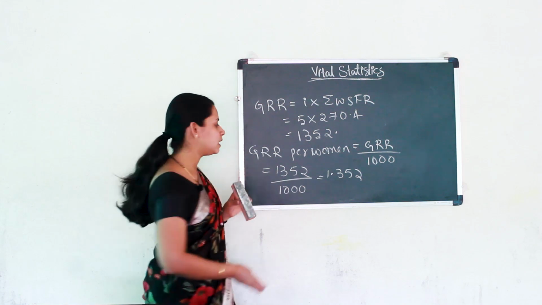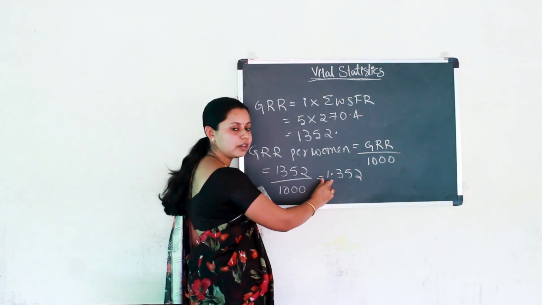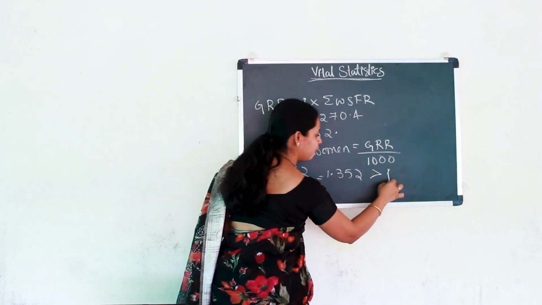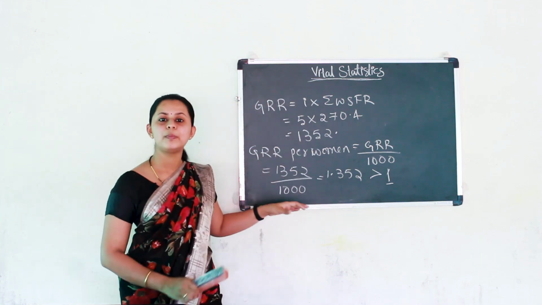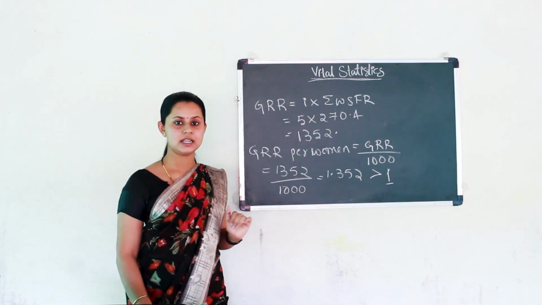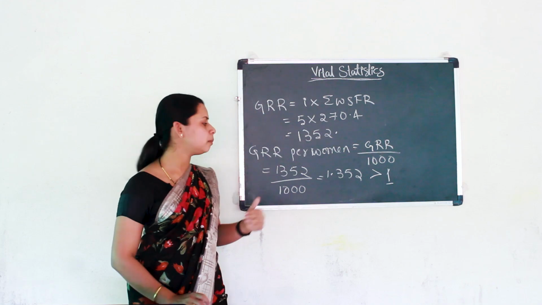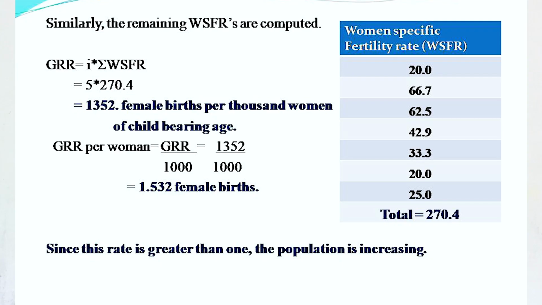Here we can see that GRR per woman is 1.352, which is greater than 1. So we can say that the population is increasing here. That is the conclusion. GRR per woman is 1.352, which is greater than 1, so the population is increasing here.